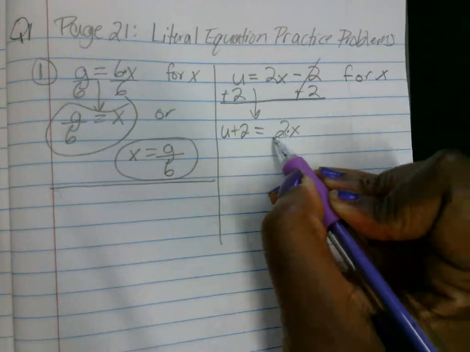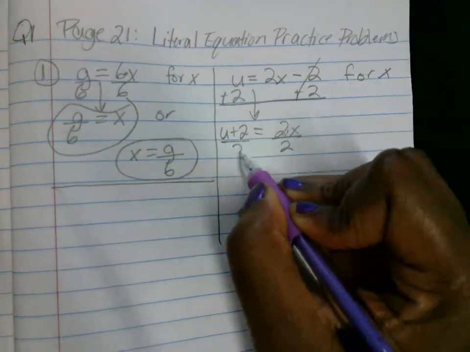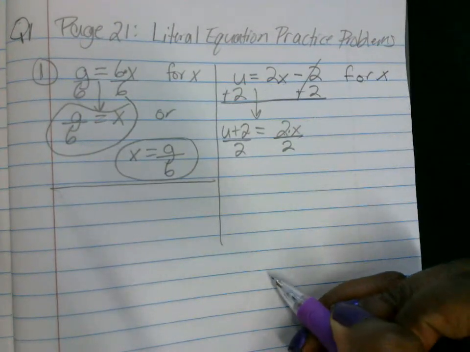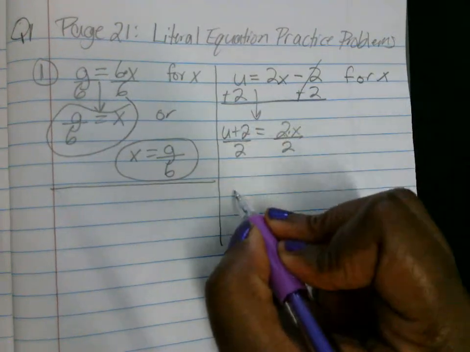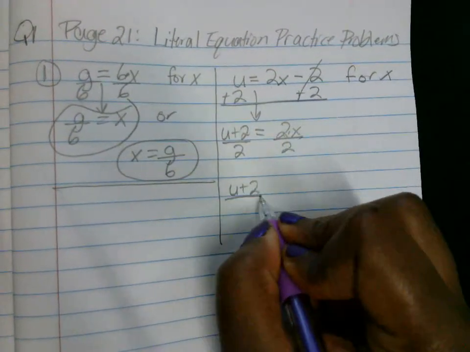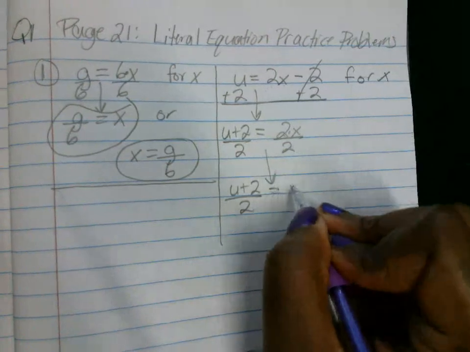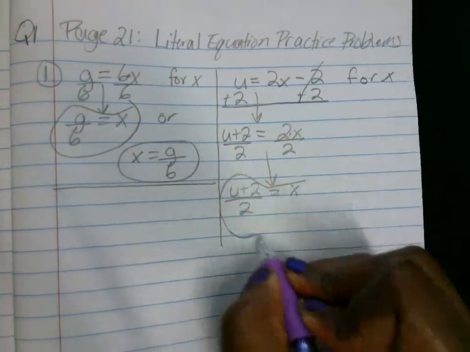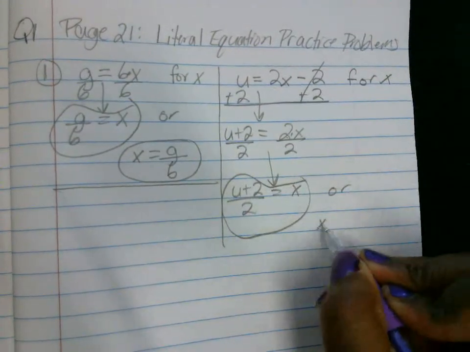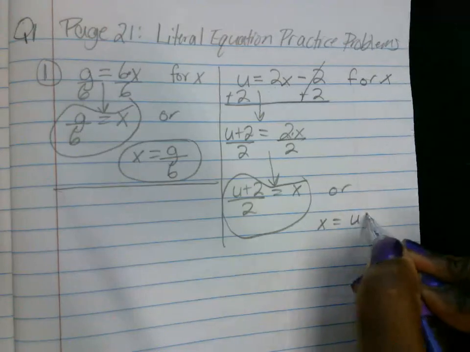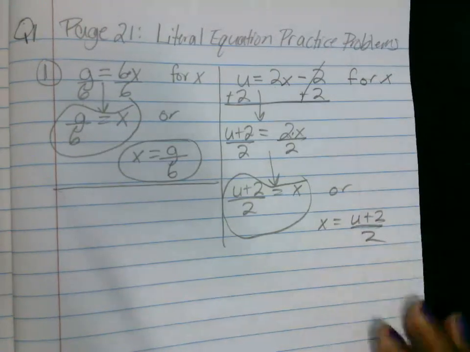This is multiplication, so you divide both sides by 2. When you divide both sides by 2, leave it like it is. U plus 2 divided by 2 is equal to x. This is your answer. Or you can say x is equal to u plus 2 divided by 2.